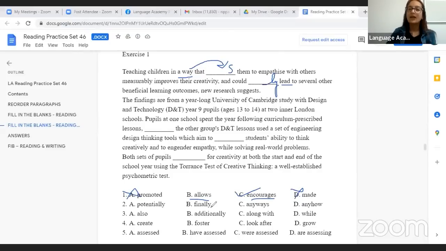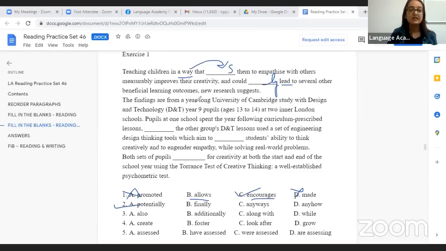So finally is when we are ending something. This is not a process that is ending, but we can say it will potentially lead. Potentially means having the possibility. So this could possibly lead to other outcomes. So one is that they will get encouraged to empathize with others. Also, there can be other possible benefits as well. So other possible benefits, they are writing that it may possibly lead to other beneficial outcomes. This is suggested by a new research.